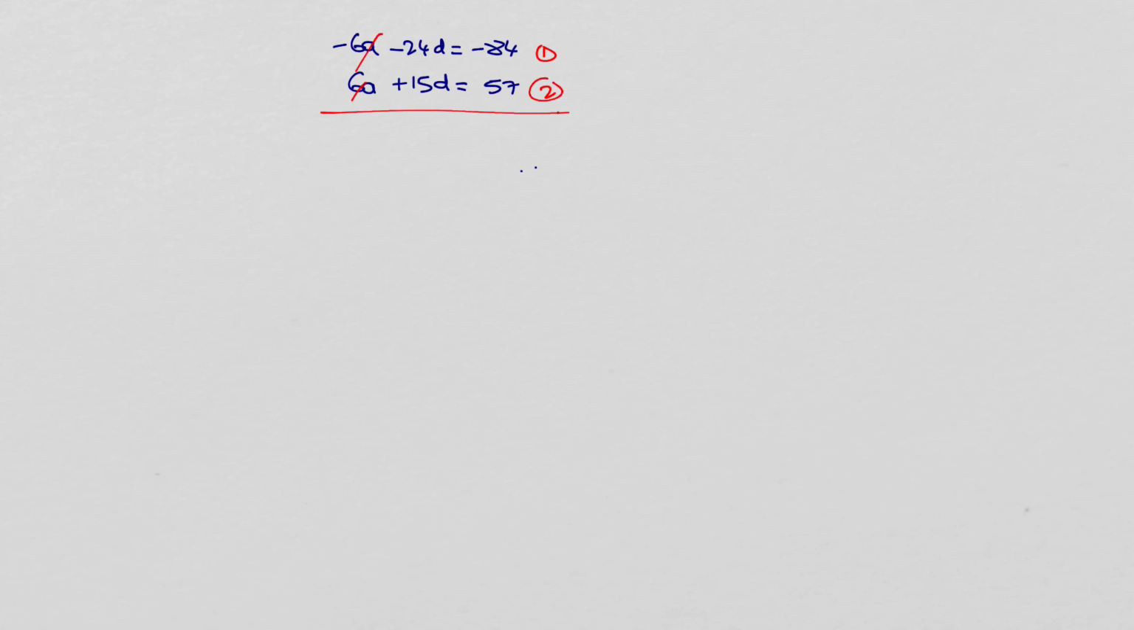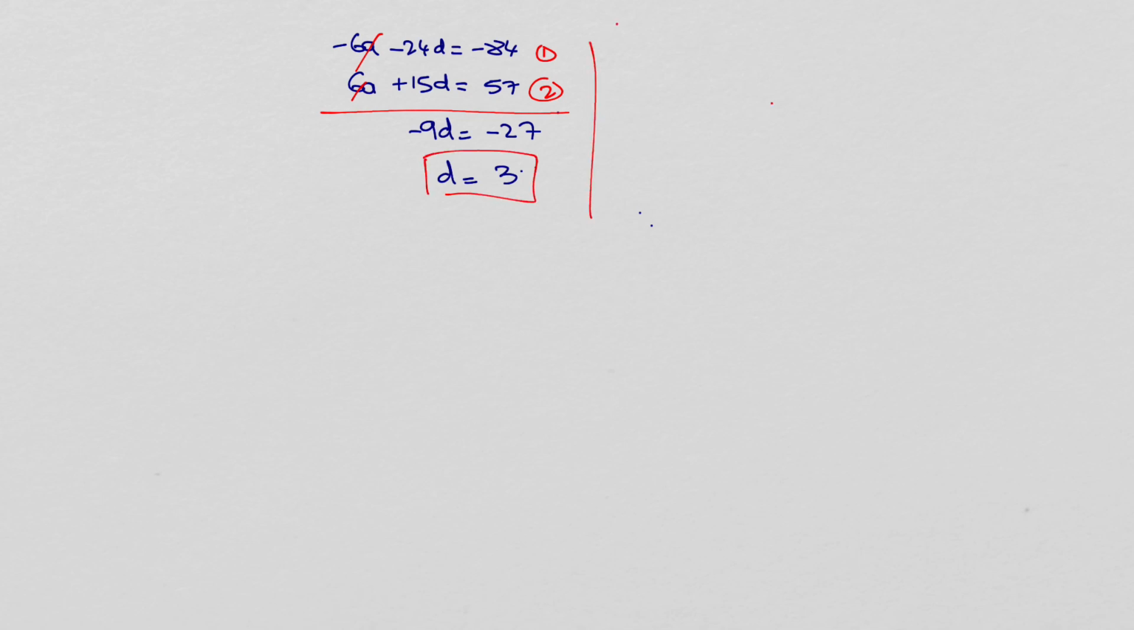So minus 6a plus 6a is 0. And then we have minus 9d is equal to minus 27, sorry, I should say minus 27. And therefore d is 3.